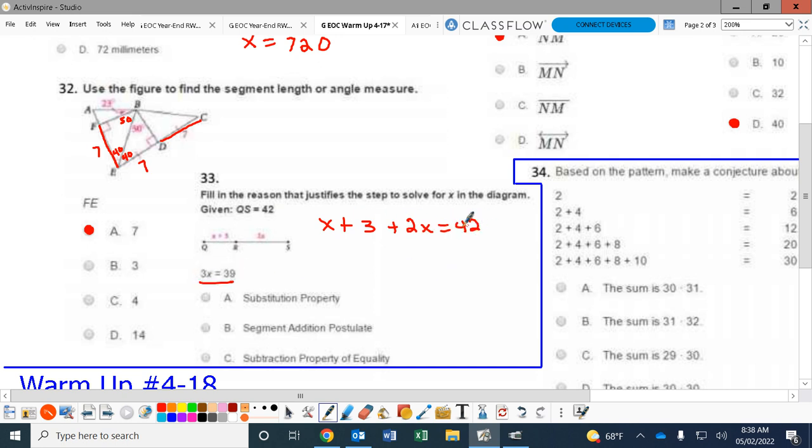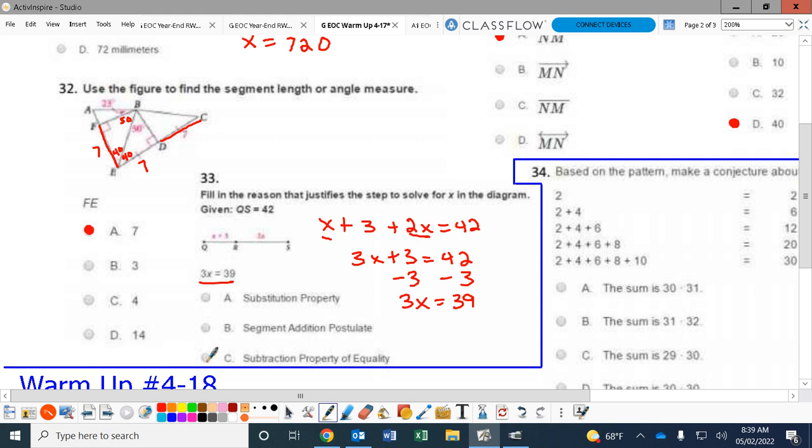But that's not the step that this is. That's the step part plus part equals a whole. That doesn't justify doing this. What is it once you do this? You combine these. That's going to give you 3x plus 3 equals 42. What allows you to go from this step to this step? Subtraction. Yeah, I've got to subtract both sides. That's what takes me down to this.